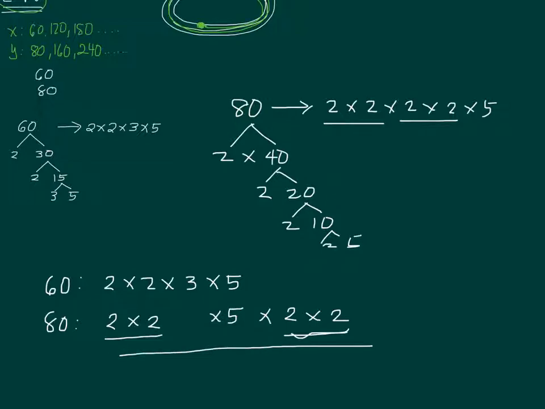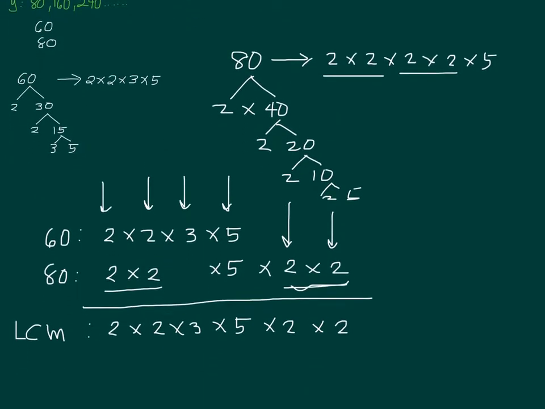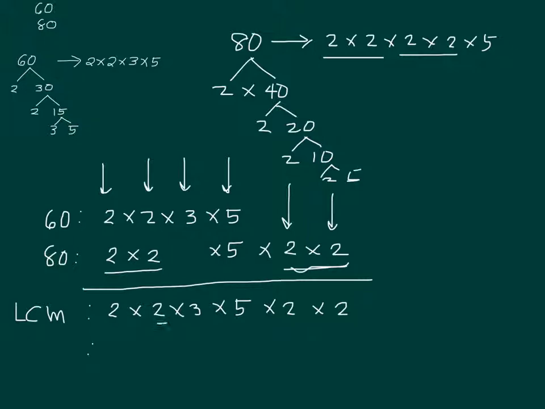So the technique is to get the LCM, we drop all the numbers as we see them on the list. So the LCM will be coming from 2 times 2, drop 3, so times 3, times 5, times 2, and then times 2. So if we multiply all those numbers, we will be getting the LCM. So 2 times 2 is 4, times 3 is 12, times 5 is 60, times 2 is 120, and times 2 is equal to 240. So the first number that 60 and 80 will become the same will be 240.